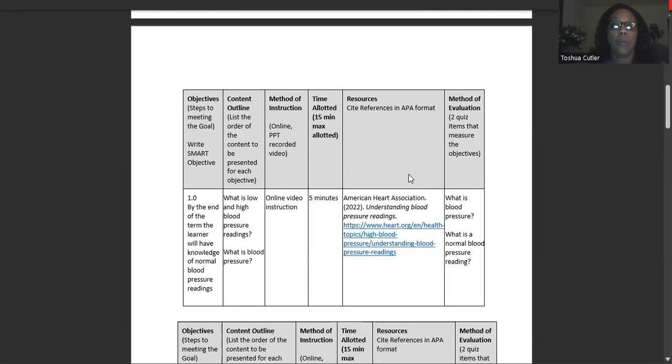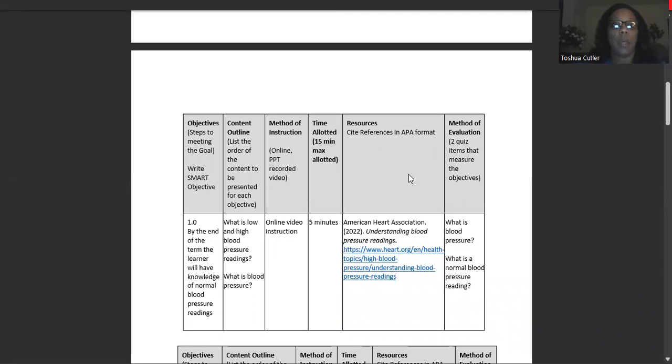Let's begin with objective number 1, which is by the end of the term, the learner will have knowledge of normal blood pressure readings. This content will include what is low and high blood pressure readings, what is a blood pressure, and what is a normal blood pressure reading. So let's begin. What is a blood pressure?